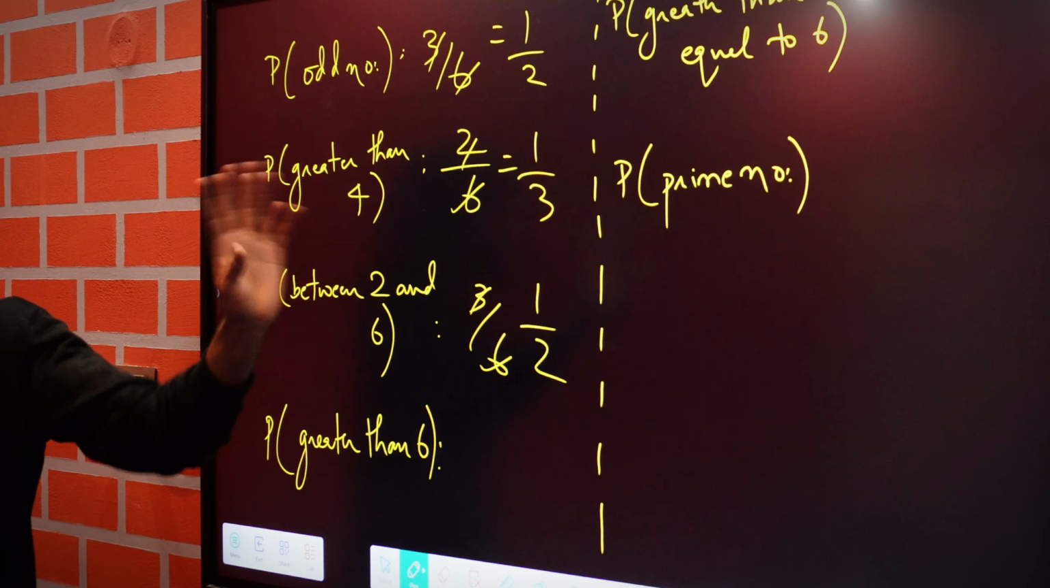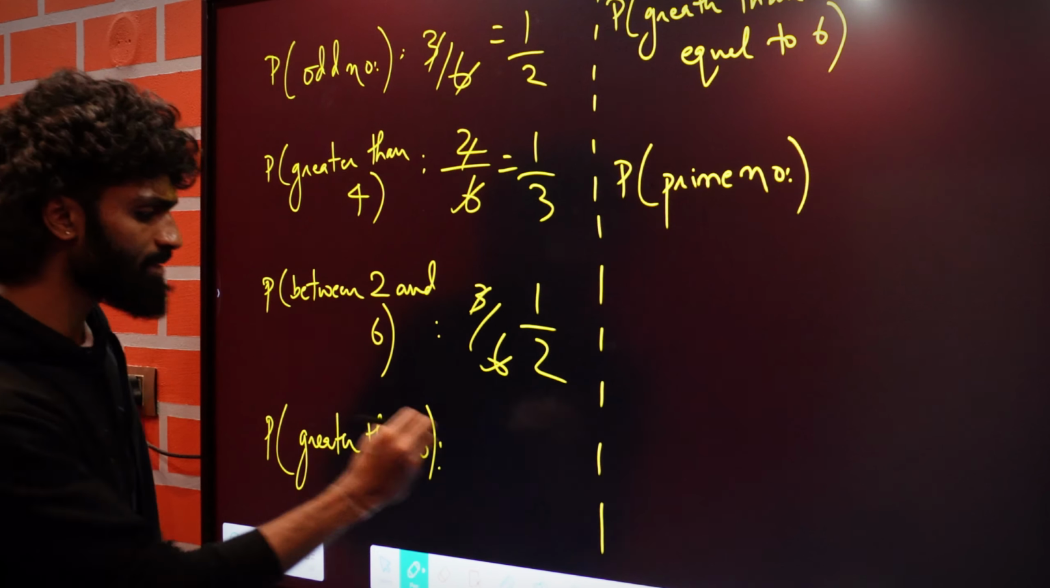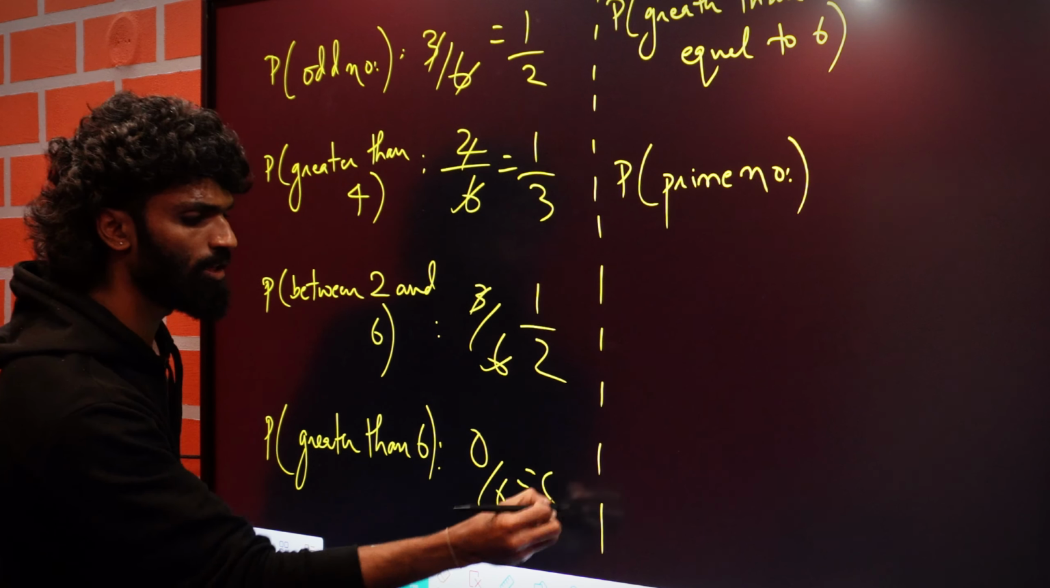More than 6, there is no answer. The number is not on the die, so it will be 0. 0 out of 6, eventually the answer is 0.